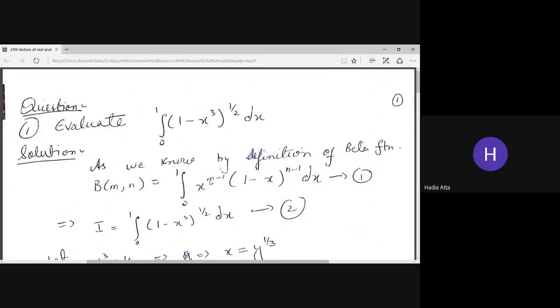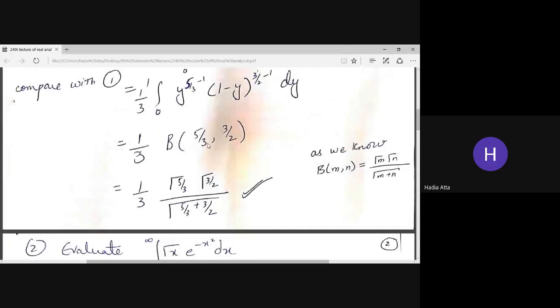The power of x is m, and the power of 1 minus x is n. Okay? So if you close this integral in the form of a beta, your m is 5 by 3, and here you have n as 3 by 2. So this is beta of 5 by 3 and 3 by 2, and this 1 by 3 is common over here.